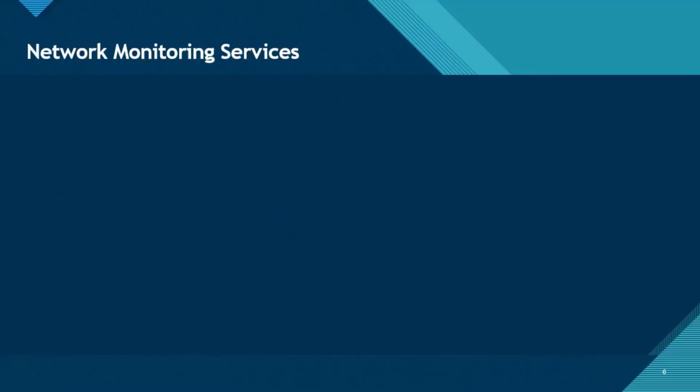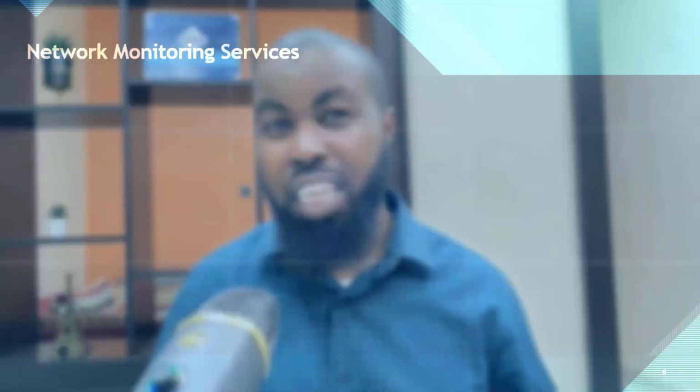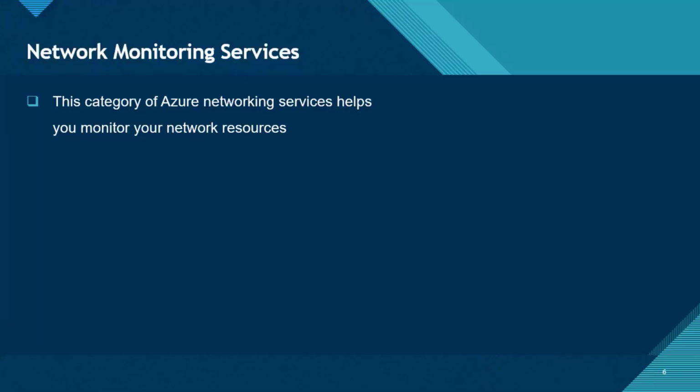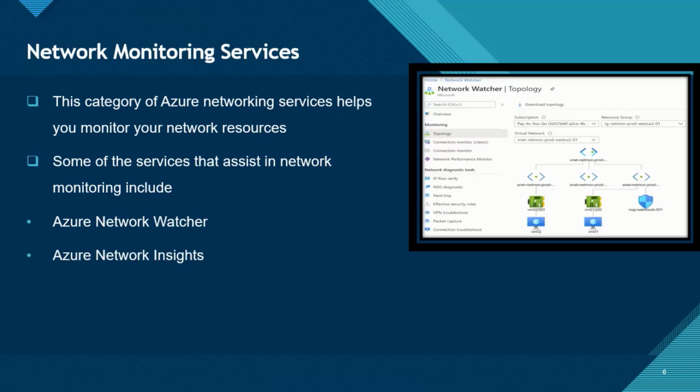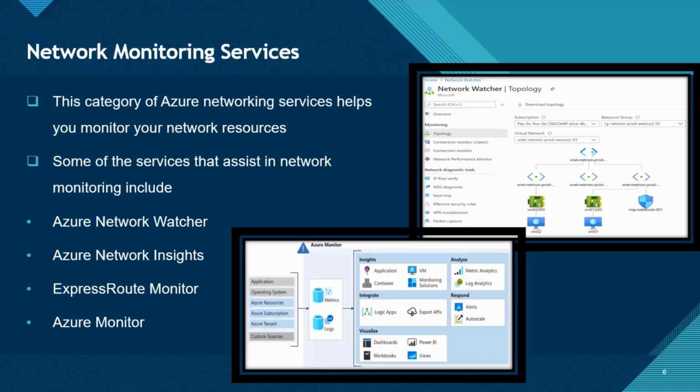And lastly, we have network monitoring services. This category of network services helps you to monitor network traffic, diagnose connectivity issues, and identify potential bottlenecks within your network infrastructure. So the network monitoring services help you monitor your network resources. Some of the services that assist in network monitoring include the Azure Network Watcher, Azure Network Insights, ExpressRoute Monitor, and we also have the Azure Monitor. By utilizing Azure network monitoring, you can proactively monitor, diagnose, and optimize the performance of your Azure resources.